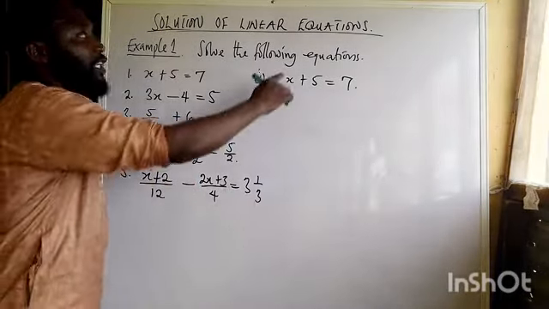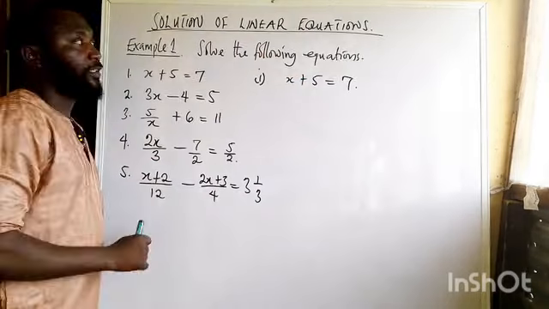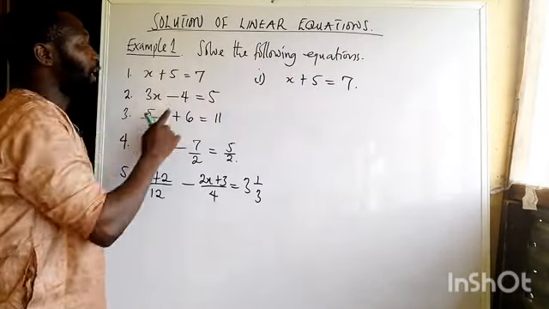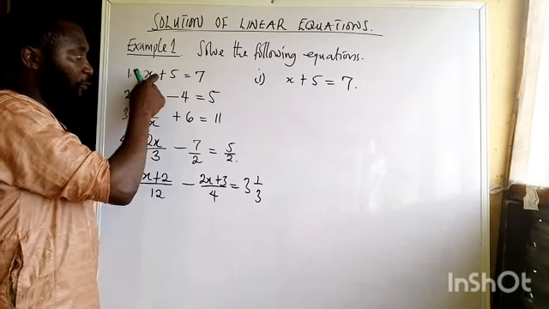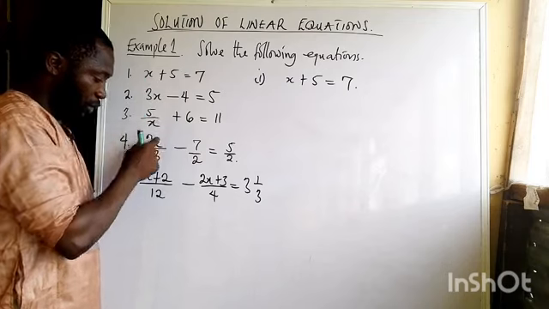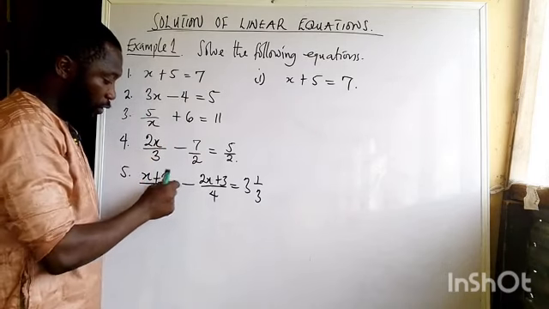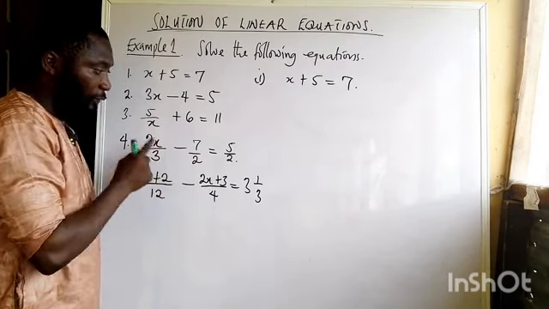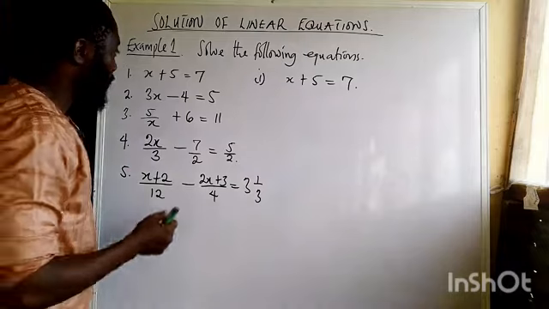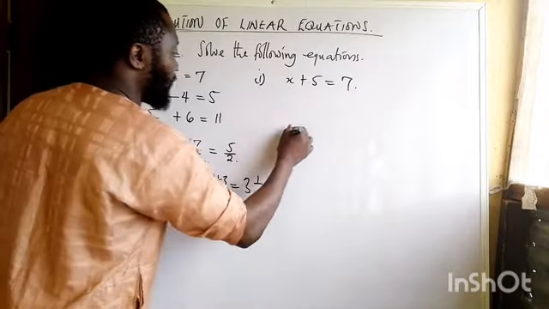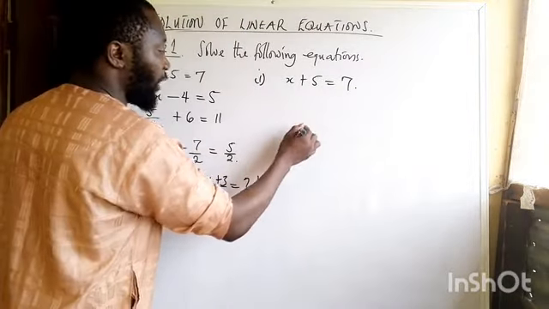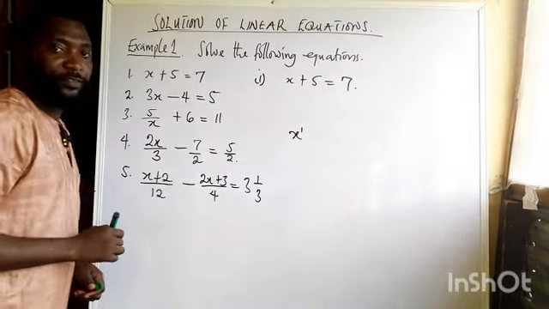So when do we say an equation is linear? An equation is linear when the highest degree of the equation is 1. From all these equations we have on the board, the degree of x is 1. What do I mean by degree? Degree is the power or the index to which a number is raised. Ordinary x is the same thing as x to the power of 1.